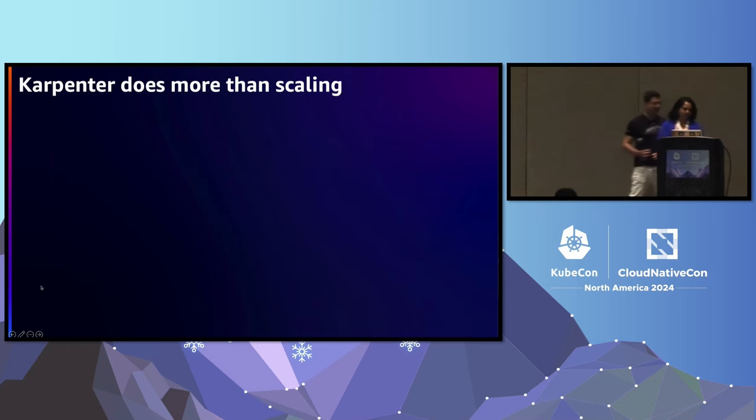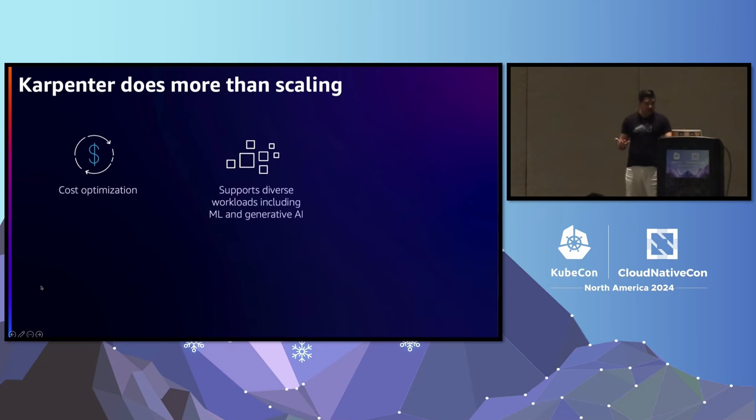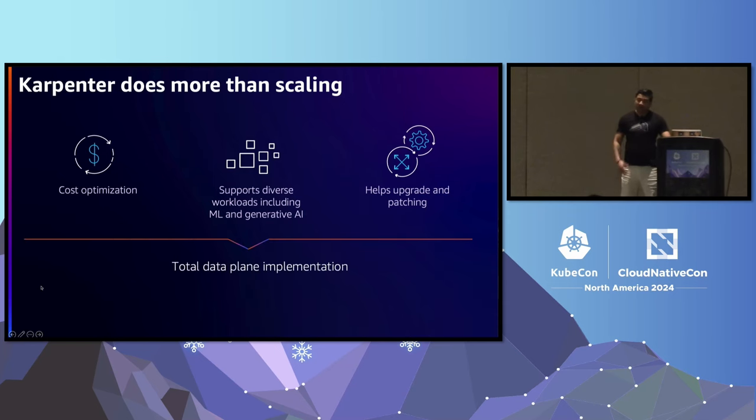Thank you, Prasida. Can you guys hear me? Cool. My name is Raj. I'm a principal specialist SA working at AWS for containers and serverless. So yeah, Karpenter's bread and butter is the scaling. However, one of the main reasons Karpenter is becoming more popular is that it does more than that. It automatically selects the right-sized and most cost-efficient instances for your workload. It supports diverse workloads, including machine learning and GenAI. And it helps even in your day-to-day operations, such as upgrades and patching. So we could say that Karpenter is a total data plane implementation.